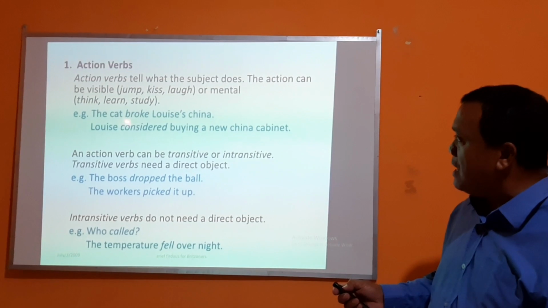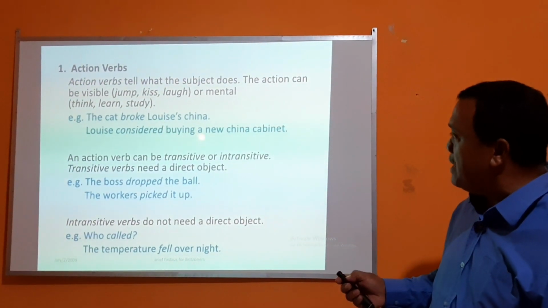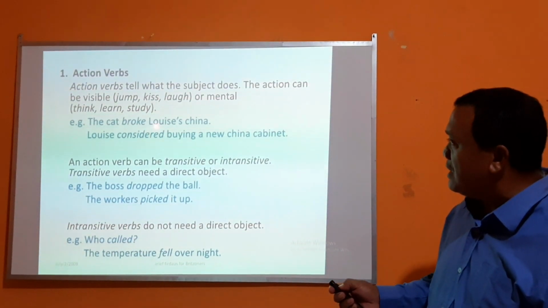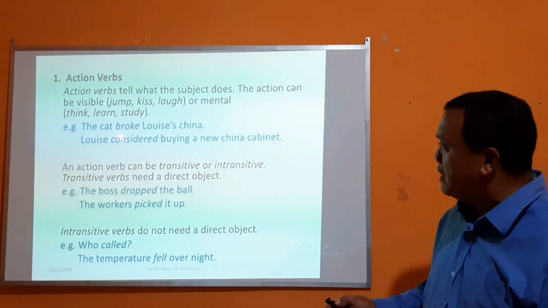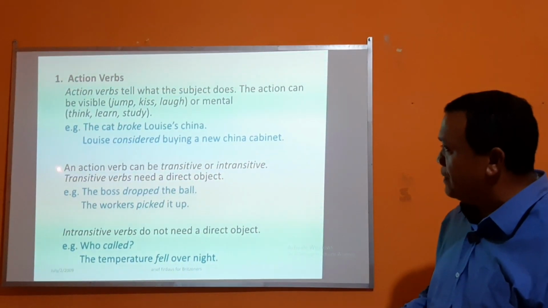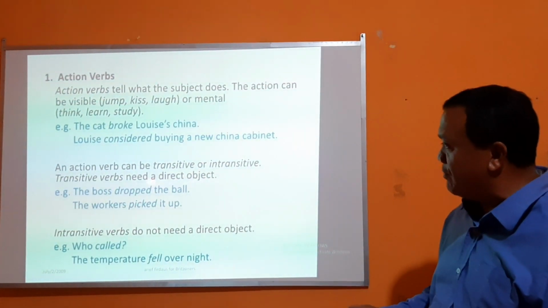Example, the cat broke Louis' china. Louis considered buying a new china cabinet. So, broke here is called action verb. Consider is also action verb. And then an action verb can be transitive or intransitive.